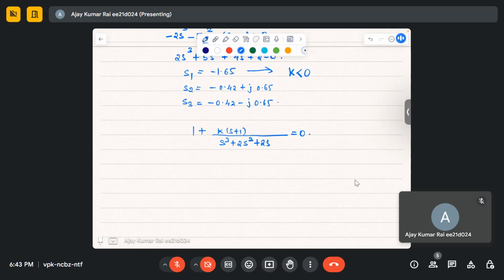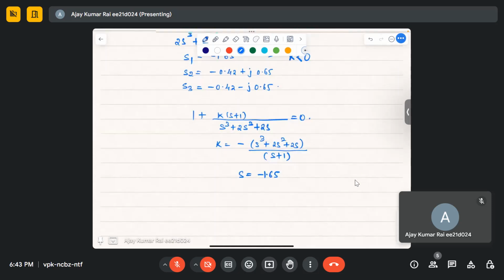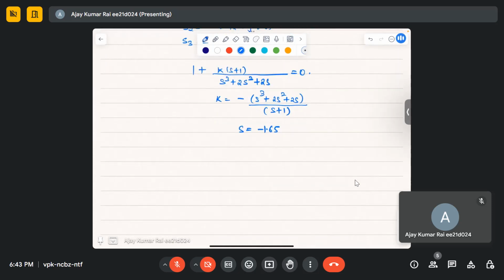Okay, so k should be equal to minus s cube plus 2s square plus 2s by s plus 1. Okay, can you calculate the value of k? So what do you have to put? You have to put s equal to minus 1.65.